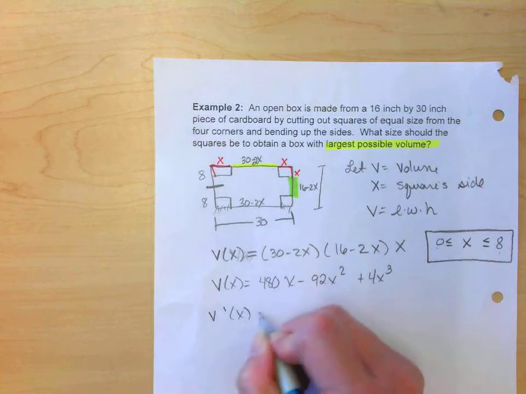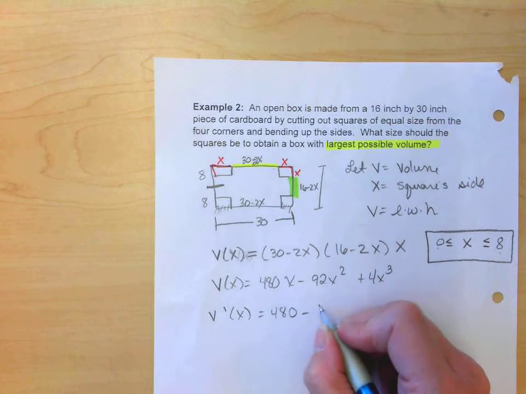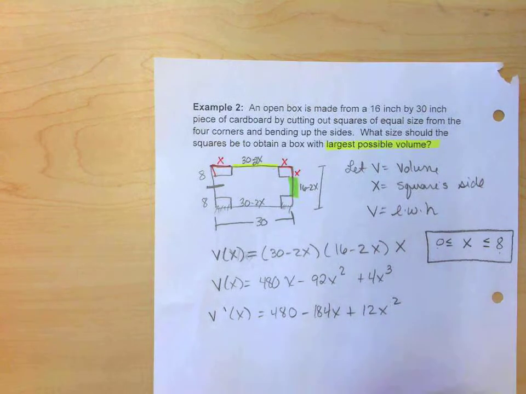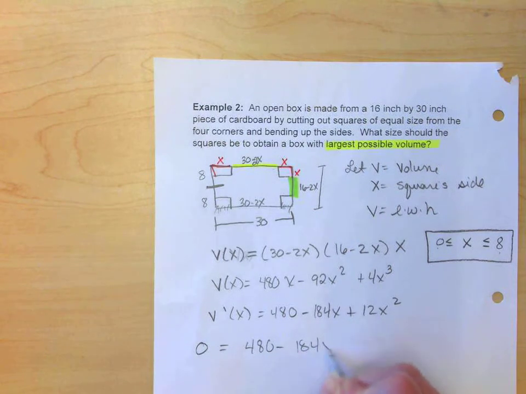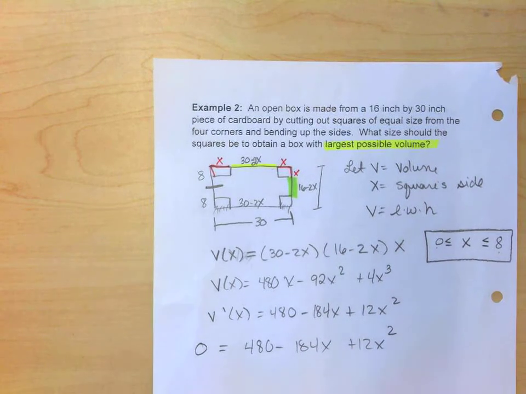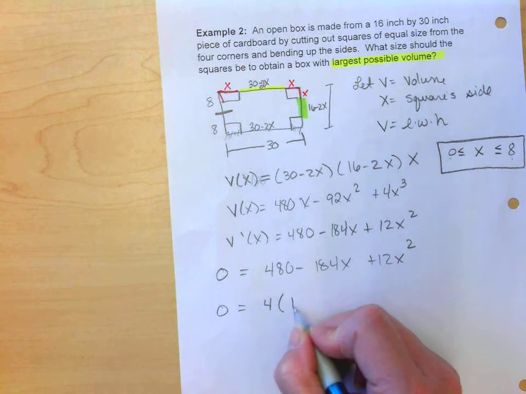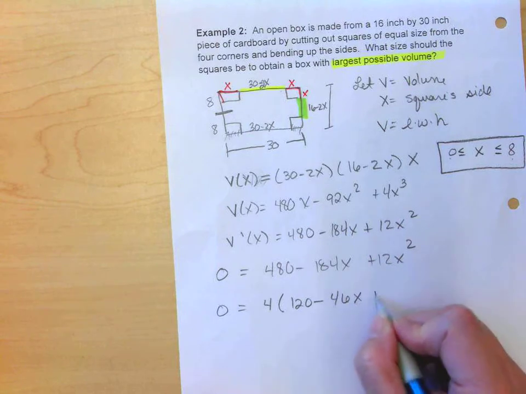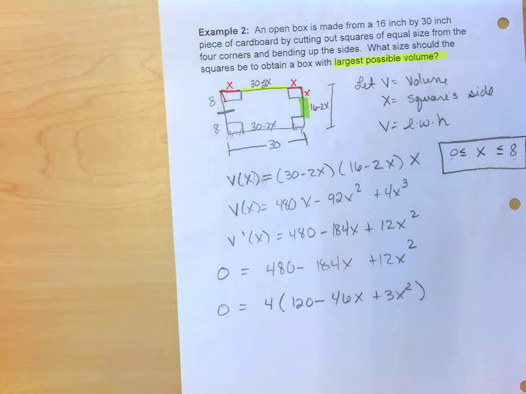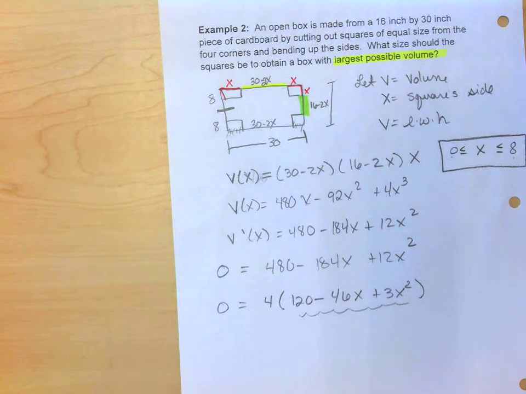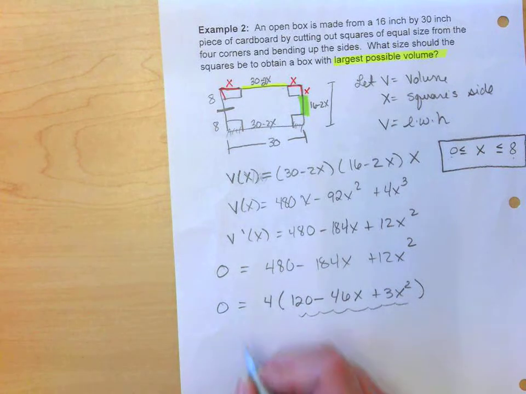But when we do the derivative, we'd have 480 minus 184x plus 12x squared. And if we set it to 0, we can find our critical numbers. I'm going to leave the algebra to you there, but let me give you a tip and say that the greatest common factor is 4. So if we start factoring out that 4, this piece will be easier to work with. You could now solve this quadratic equation by factoring or by using the quadratic formula.